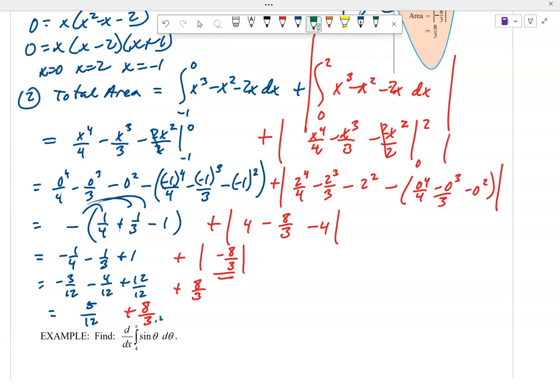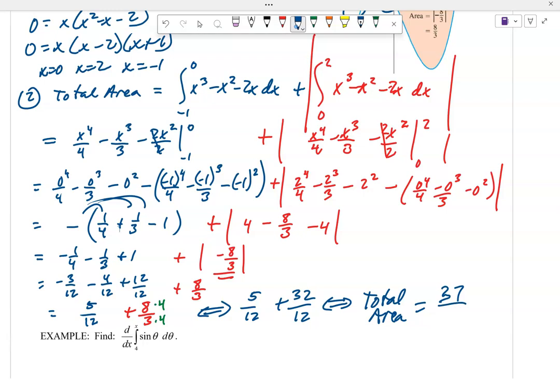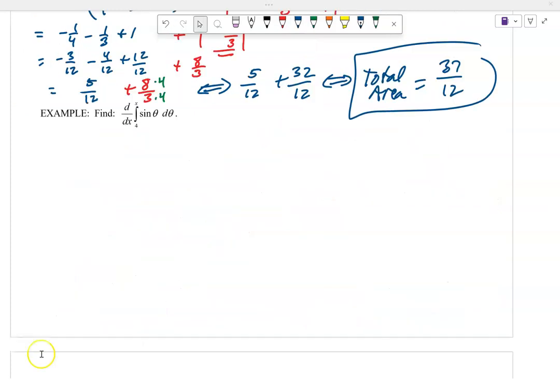Let's get a common denominator, times 4 times 4. And so we've got 5 twelfths plus 32 twelfths. So total area is 37. Oops, that's really bad. 37. I don't know if that's any better, but whatever. 37 twelfths are total area there.